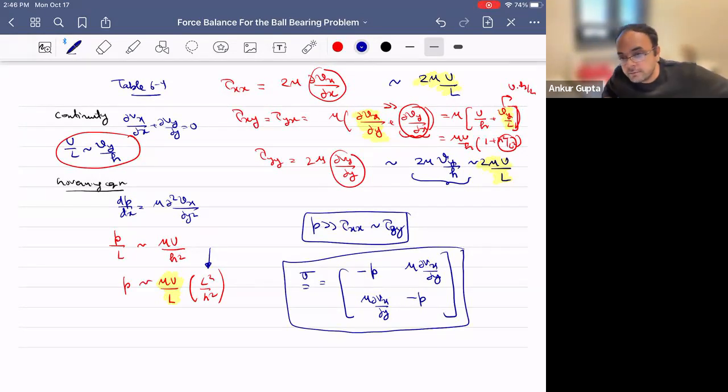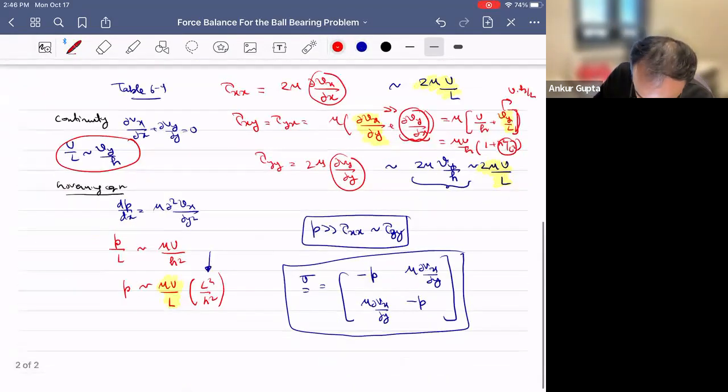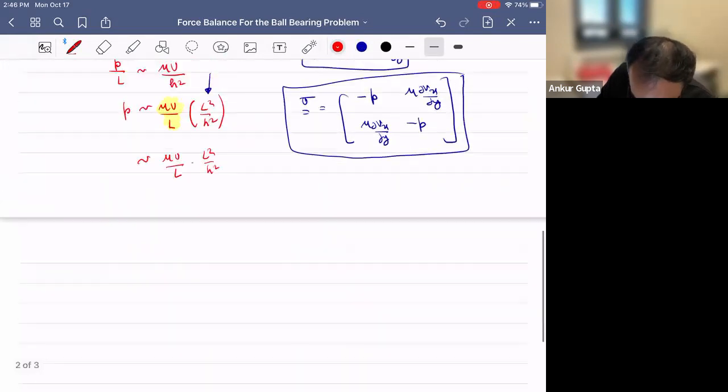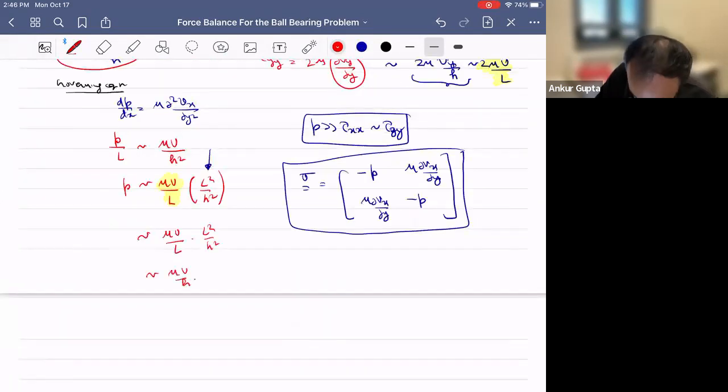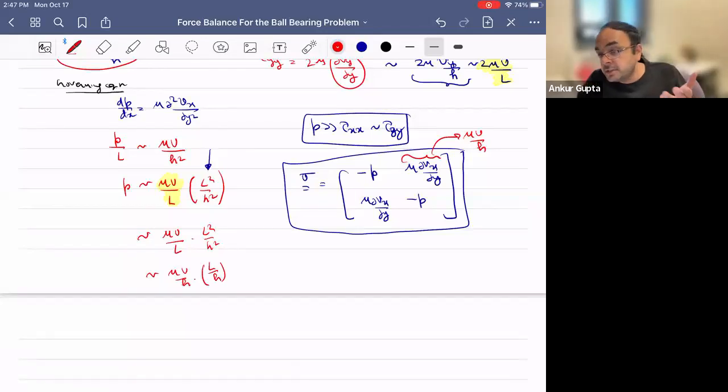Now, at this point, I want to emphasize a common mistake that students make. We have scaled pressure. We have said pressure is mu u by L into L square by h square, or we can say pressure is mu u by h times L by h. And this scale we said was mu u by h. Okay. So students say, well, pressure is also much greater than mu del Vx by del y. So they just remove this term. They say this term does not matter. And this is a common mistake.